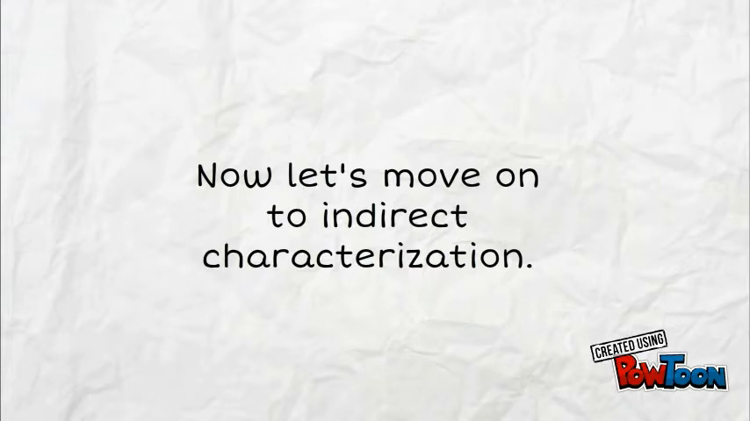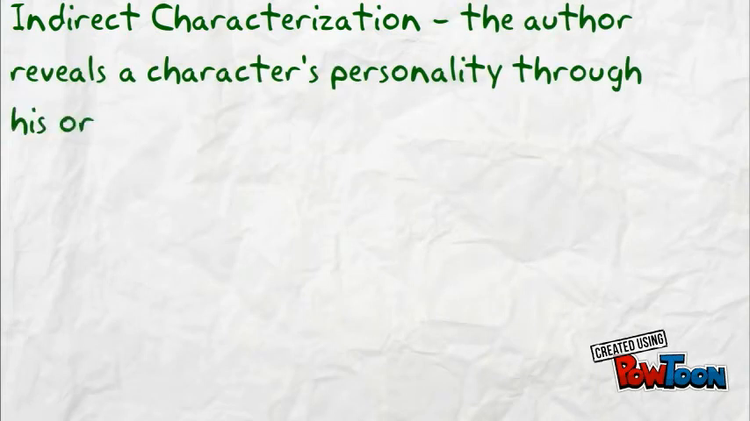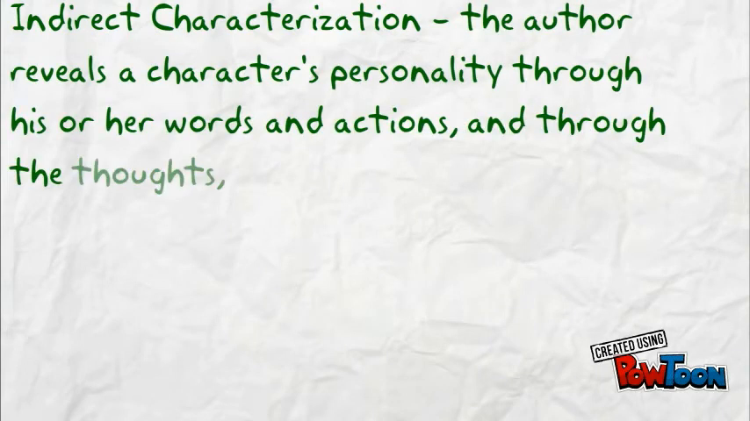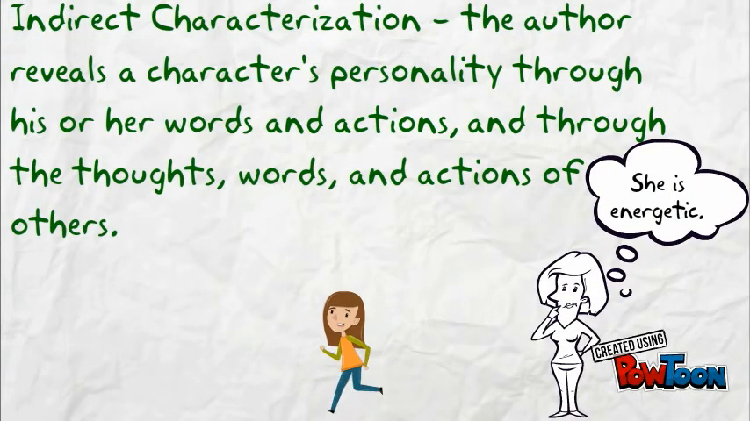Now let's move on to indirect characterization. Indirect characterization is when the author reveals a character's personality through their words, actions, or thoughts, or the words, actions, or thoughts of other characters.